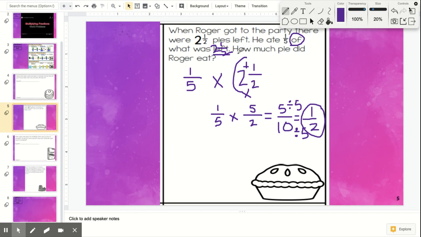Let's see what that means in this word problem. Remember, the question was, how much pie did Roger eat? Roger ate 1/2 of the pies that were left.